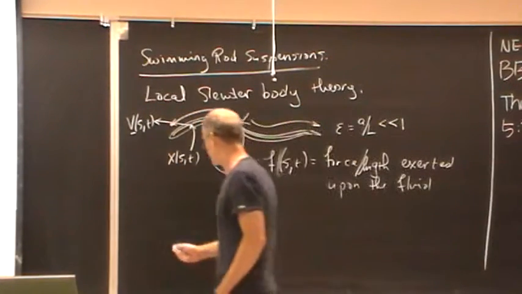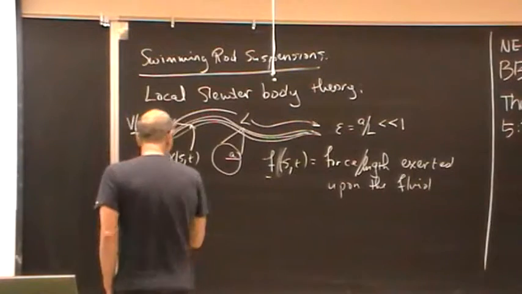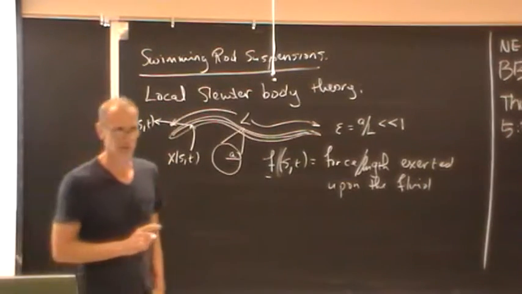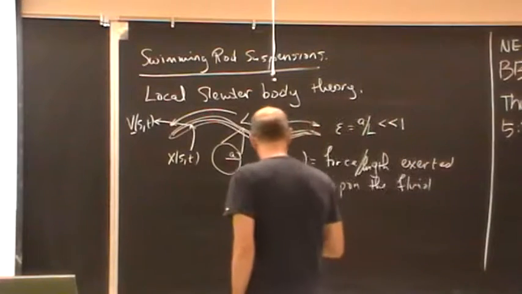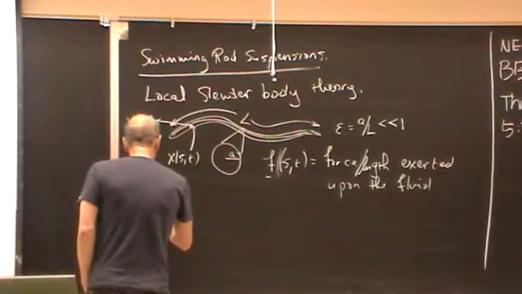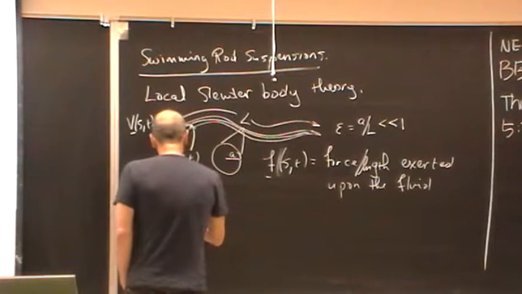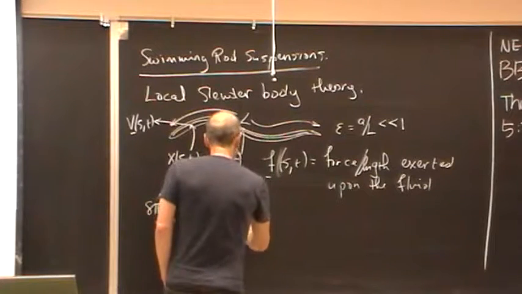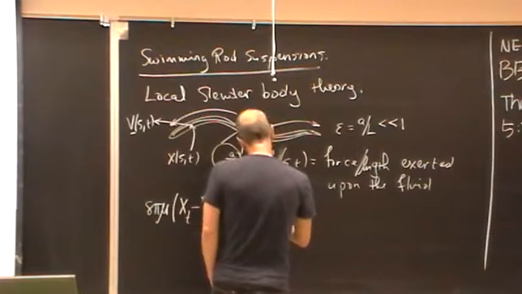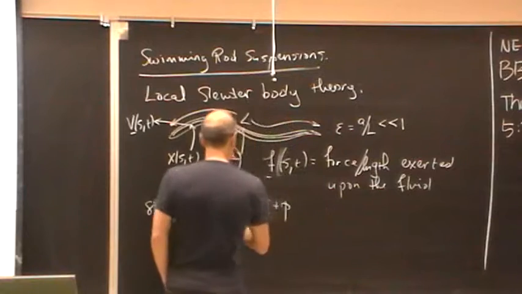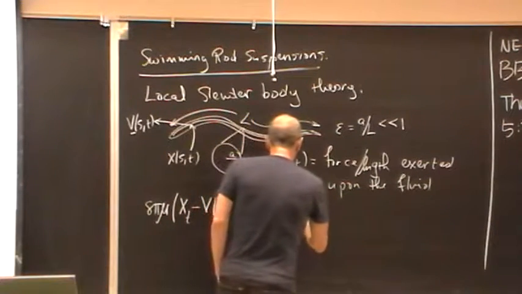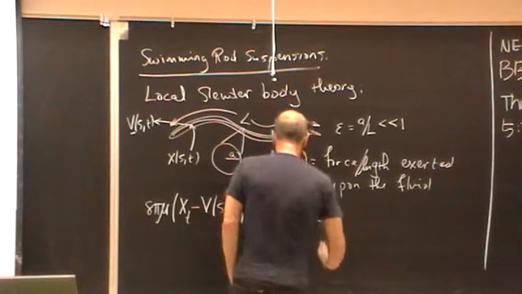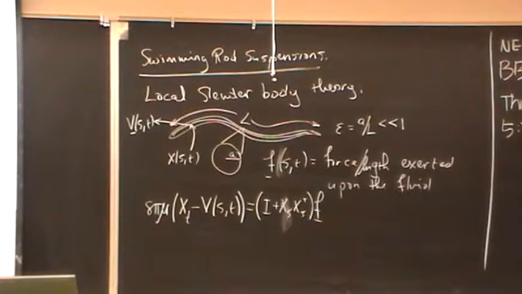And local slender body theory just says that to leading order in an expansion in the aspect ratio, we have the following statement. I know many of you have already seen this, but I'm going to make a few remarks on it anyway. It says that X_t minus V(s,t) is (I plus X_s transpose) acting on f. That's my statement. That is an asymptotic reduction of the Stokes equations for the dynamics of this body.